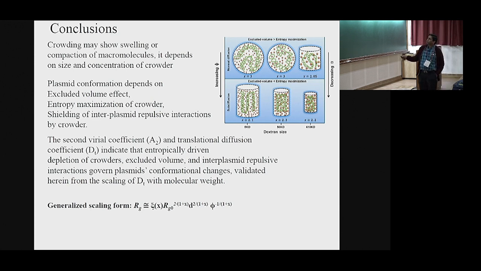Crowding may cause swelling or compaction of a macromolecule. It depends on the size and concentration of the crowder. Plasmid conformation depends on the excluded volume effect, entropy maximization of the crowder, and screening of interplasmid repulsive interaction by the crowder. I have also shown you the second virial coefficient and translational diffusion constant, how they vary with the size of the crowders, and this is a general scaling form we have.